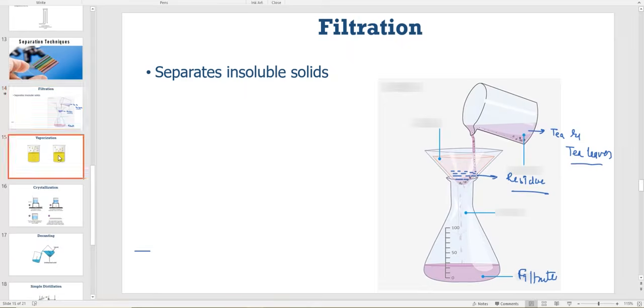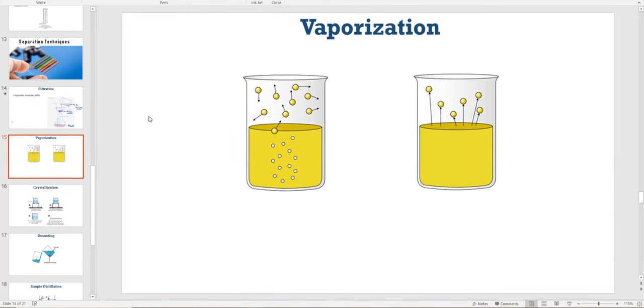Okay, let's talk about vaporization now. Again, vaporization is pretty simple. This is an experiment that you can even do at home. I want to separate a soluble component from a solution. Let's say I have salt and water. Let's say this is a mixture of salt and water, and I want to separate salt from water.